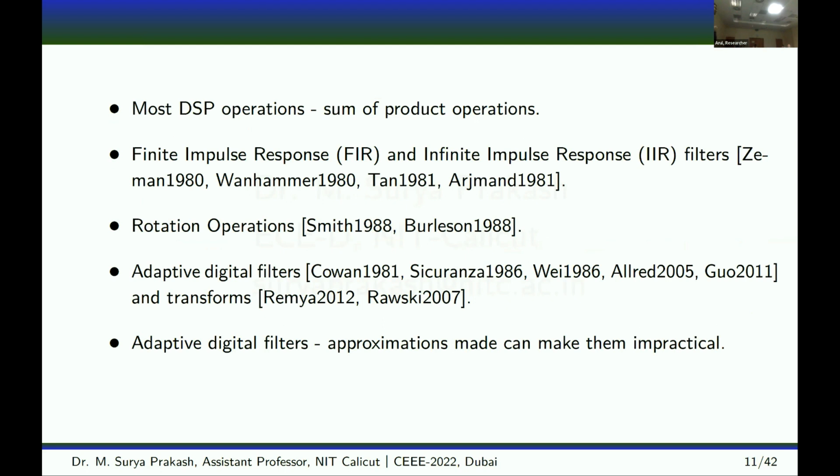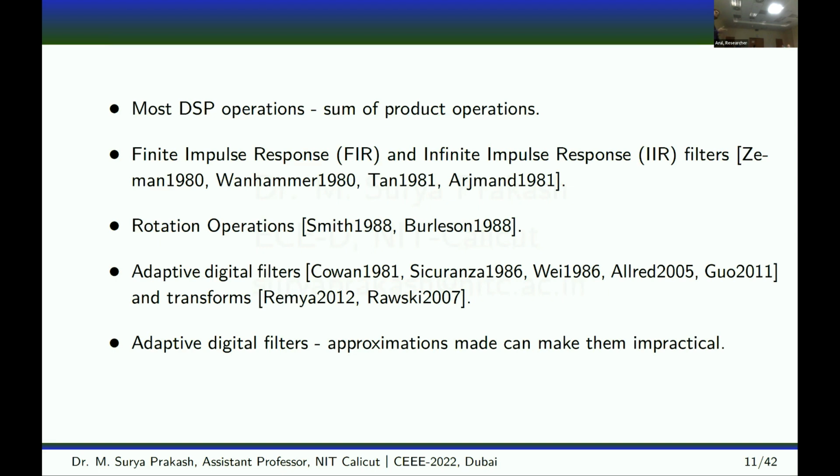And in digital signal processing, almost all DSP operations are inner product operations. We go for the convolution operation, correlation operation, all the transforms, whether it is Fourier transform or discrete cosine transform. All these are basically sum of product operations or dot product operations. That's the reason earlier researchers have focused on implementing all these algorithms using distributed arithmetic.